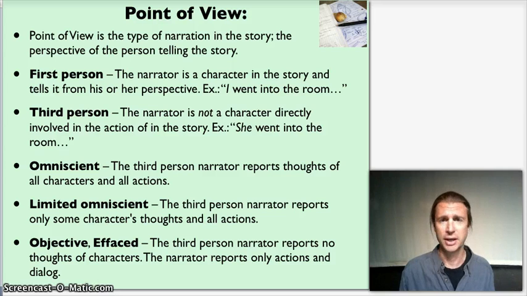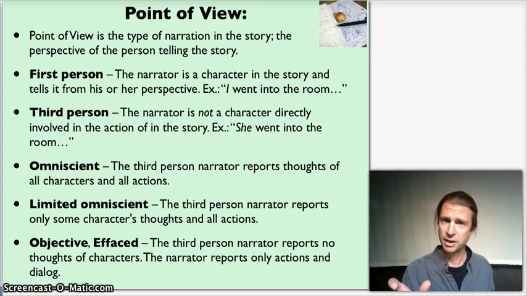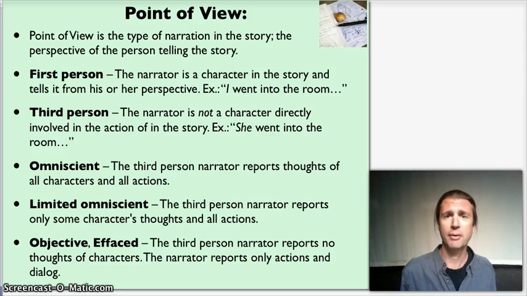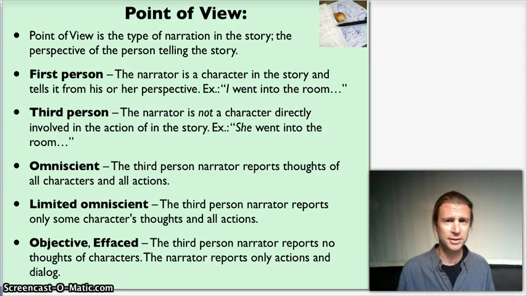So omniscient narration, you can remember this one because omni means all, and scient, think of conscious, basically means all-knowing. With an omniscient narrator, you have information about the thoughts and feelings of all the characters in the story. And if you think about it, that's pretty unusual to have a story that's true omniscient narration, because it's pretty hard to build conflict if you already know what everybody's thinking.